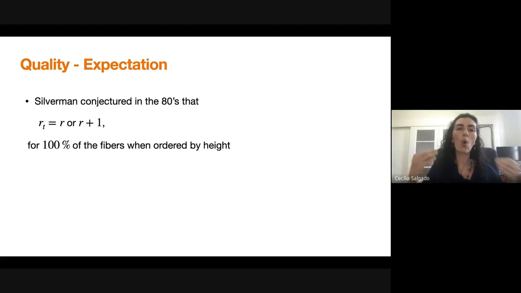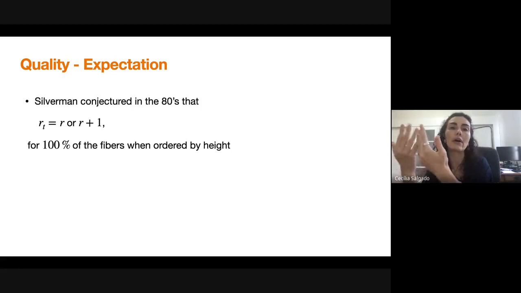Our expectation on the quality of the set for which the rank jumps comes from Joe Silverman, who conjectured, when he was showing this specialization result, that the set for which the rank of the fibers is either R or R+1 is actually dense. It has density 1 when I look at my fibers ordered by height. So I can put a height on my base, B. And when I take the limit of the proportion of t's up to some height M where the rank is R or R+1, dividing by all the points in my base that have height up to M, he does think that this limit is going to be 1.